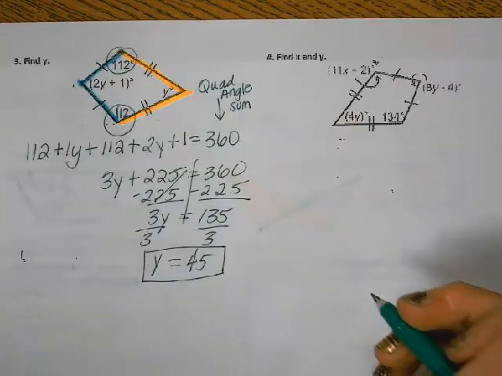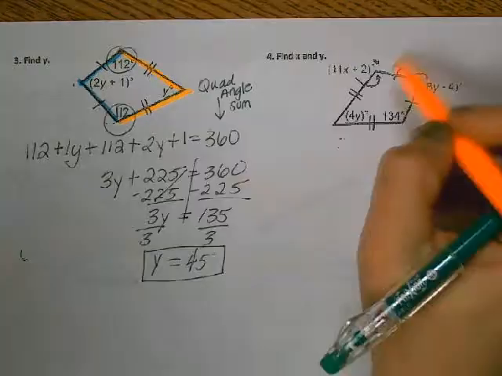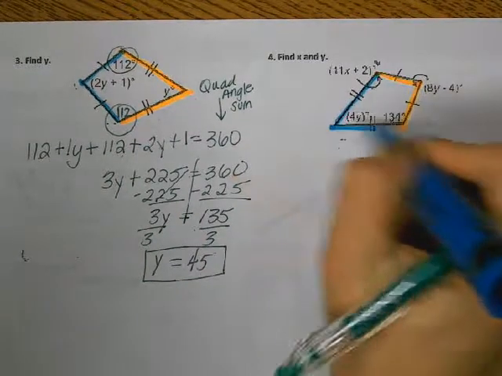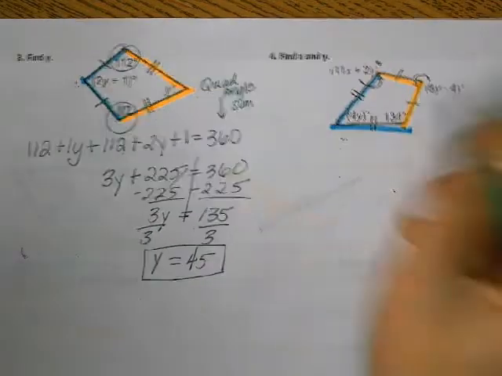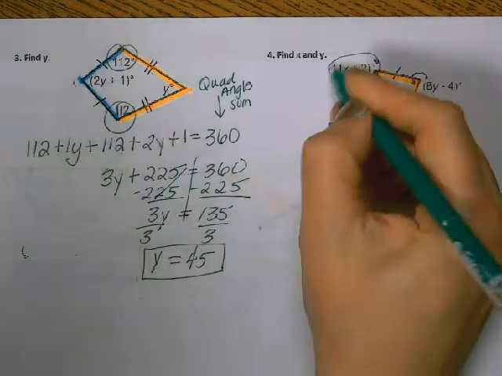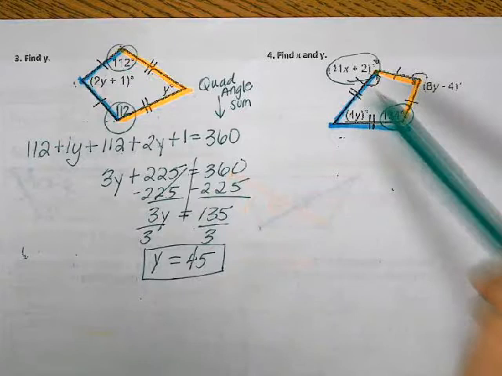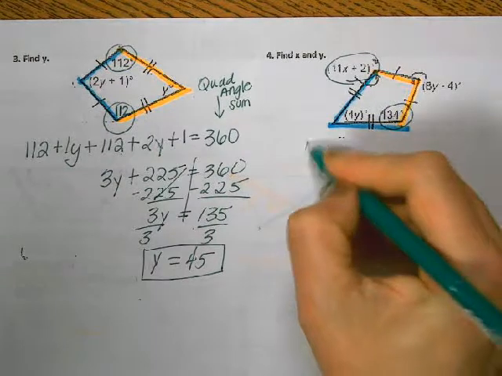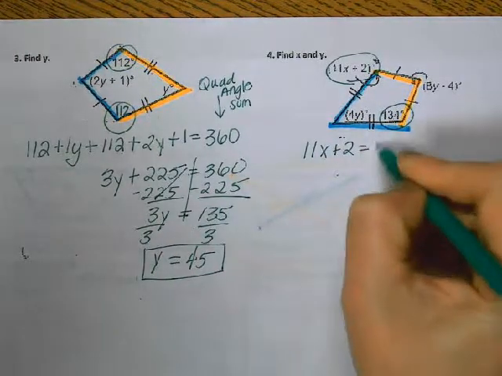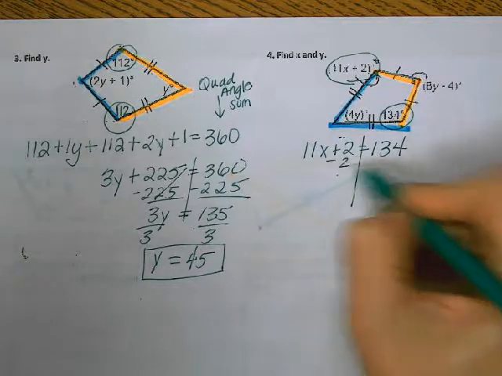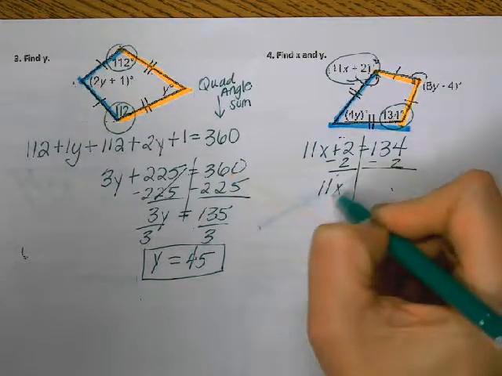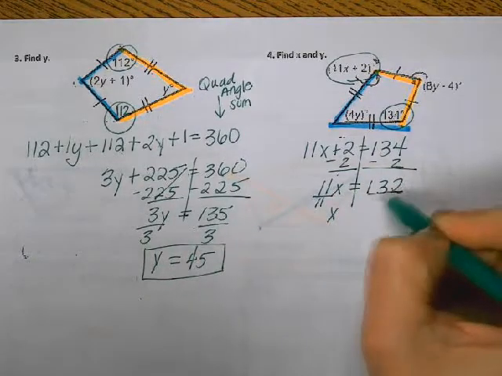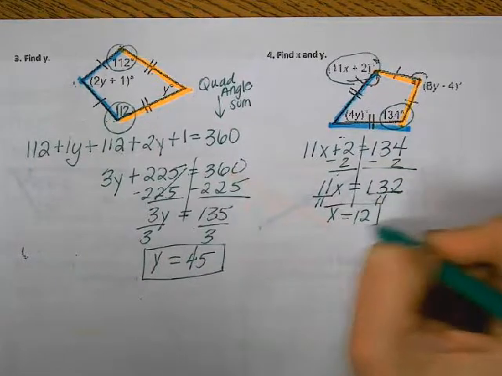Alright, one more problem. Same concept. This is congruent to this. This is congruent to this. So our congruent angles are going to be here and here. So that must mean that I can figure out what x is. 11x plus 2 is equal to 134. 134 minus 2. 11x equals 132. So I know if I divide by 11, x is equal to 12.